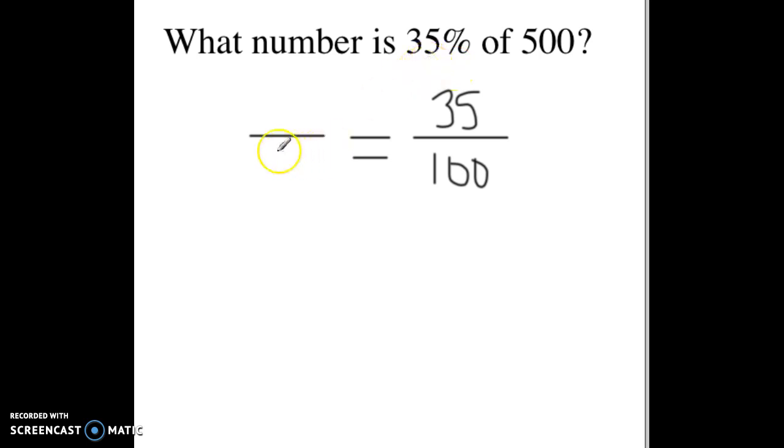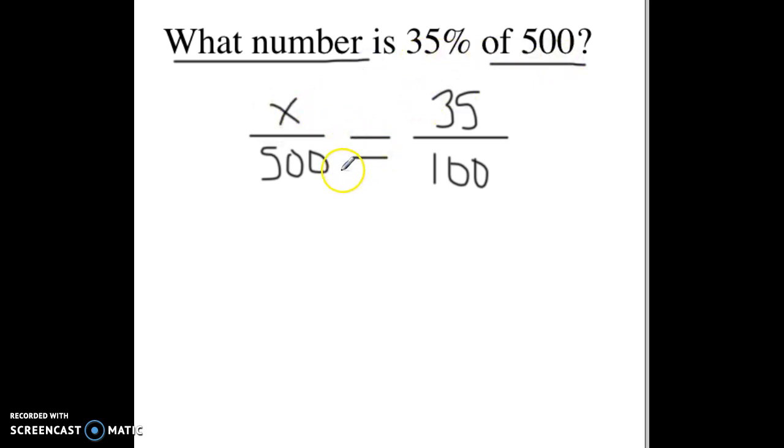Now let's look for our next spot. This is usually the next spot I fill in right down here. It's the total or how much it's out of. Well, in this case, it's out of 500. So I'm going to put that right there. And really, here's what we're trying to figure out. What number is 35% of 500? So x is what number?